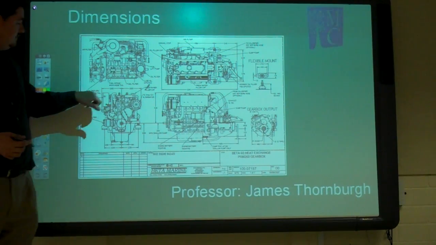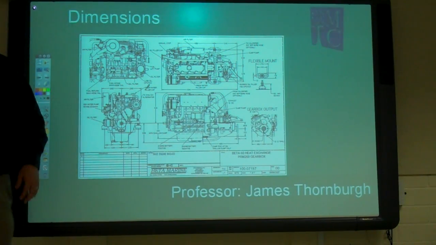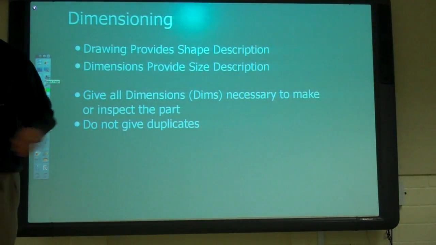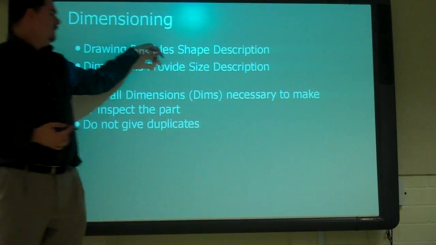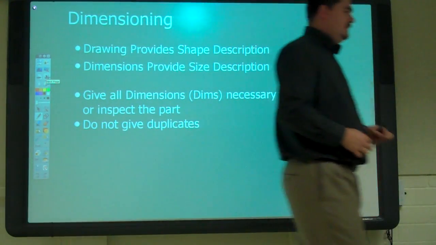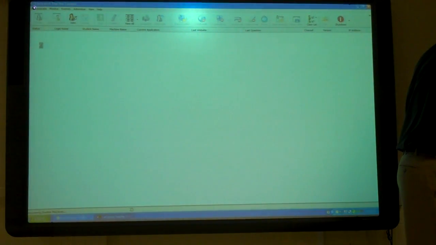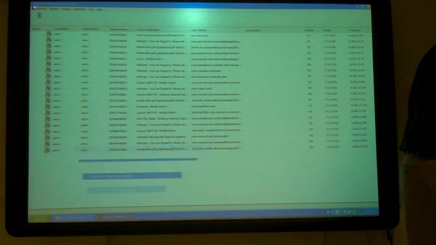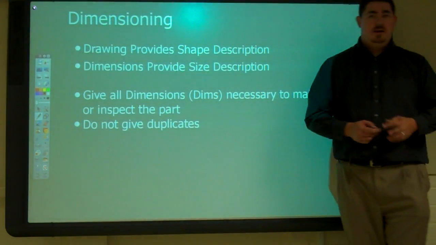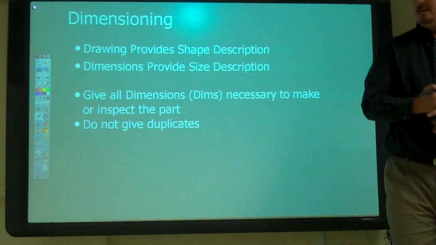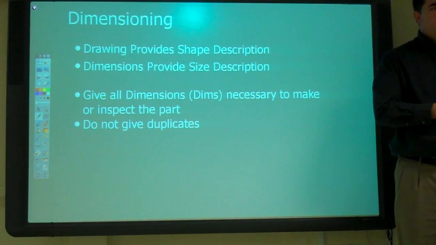So dimensions, all the numbers, tell us how big to make stuff. The drawing provides a shape for us, and then the dimensions tell us what size to make it. And we want to give all the dimensions necessary to make the part, but we don't want to give any duplicates.